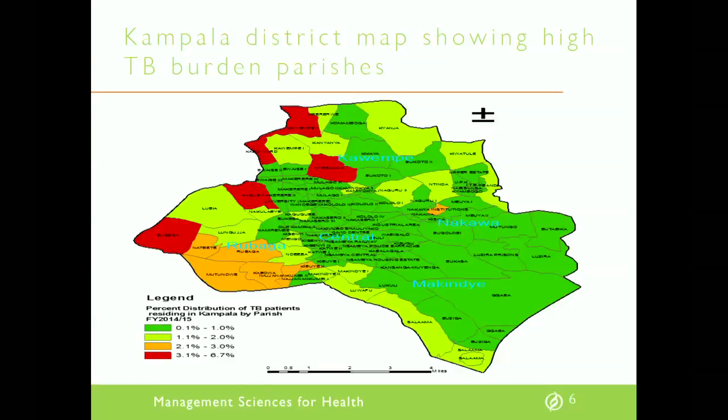This map just shows how the project uses routine data to target the areas, particularly for the community outreaches. As you can see, the red, orange, and going into lime green are the areas that had the highest number of TB patients for the period 2014-2015. And so in terms of focusing the outreaches, those would be the areas where the community teams would go to conduct the outreaches.